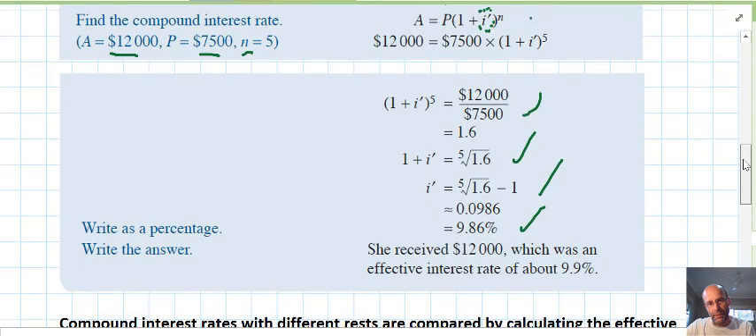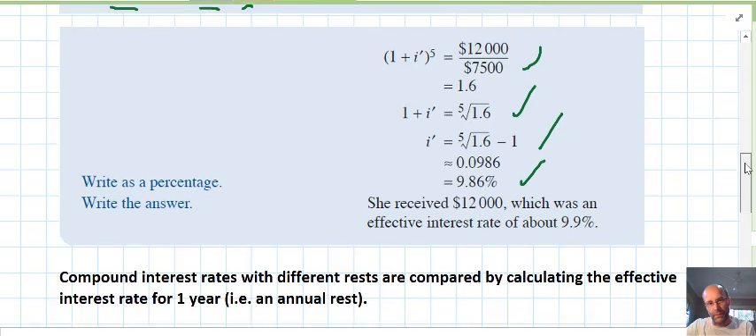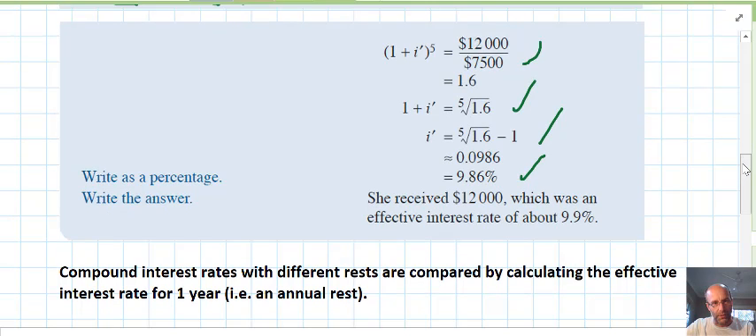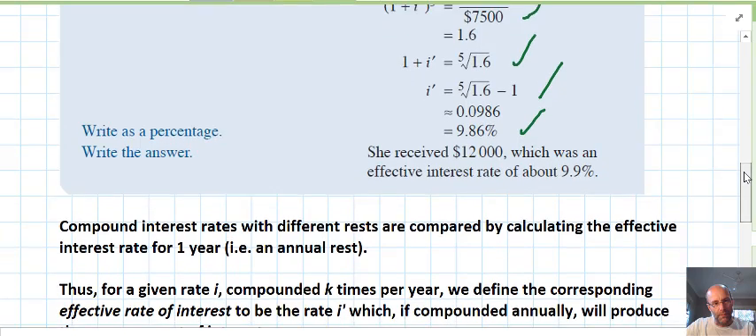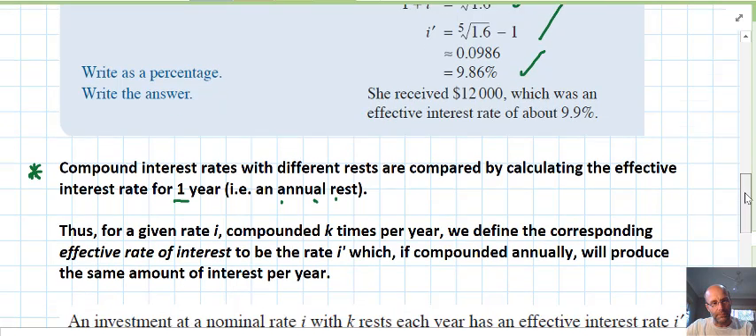Don't copy that down, but that's basically a first principles way of how the formula works, which we'll introduce very soon. So compound interest rates with different rests are compared by calculating the effective rate for 1 year. An annual rest, one annual rest. So it's an annual rate for 1 year. That's what the formula is based on. So that gives us a way of comparing loans or investments.